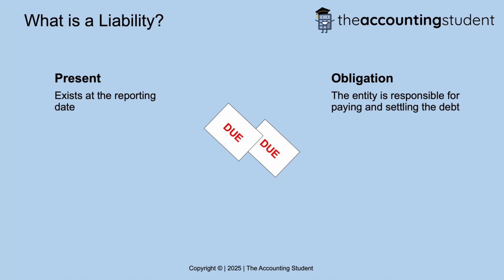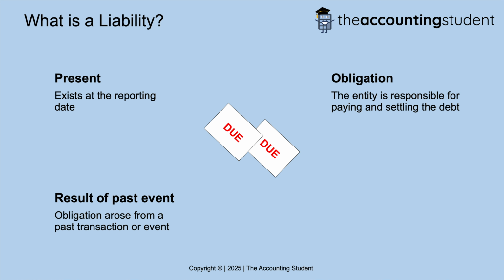Number 3 is that it is a result of a past event. So the obligation must have arisen from a past transaction or event, such as borrowing money, receiving goods or services on credit, or signing a contract.